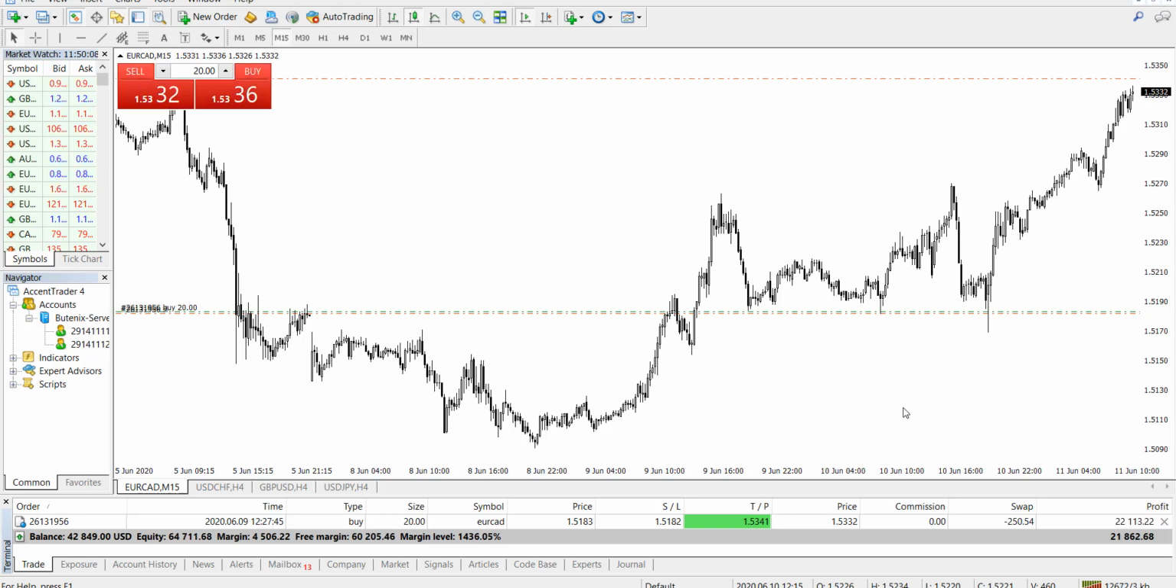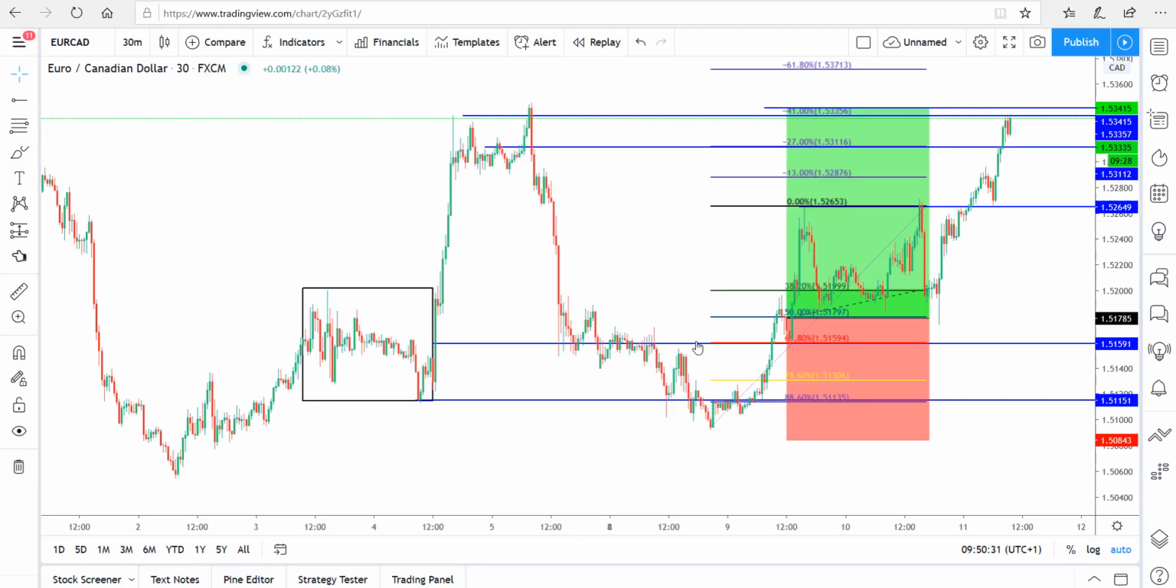Let's see if it's gonna get there. Okay, well, what more can I say about this strategy as we wait for this market to get to the take profit level?